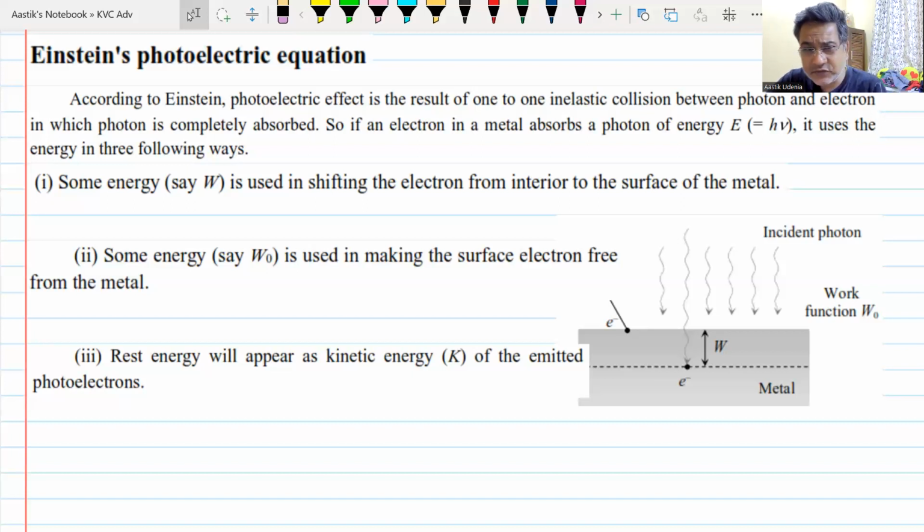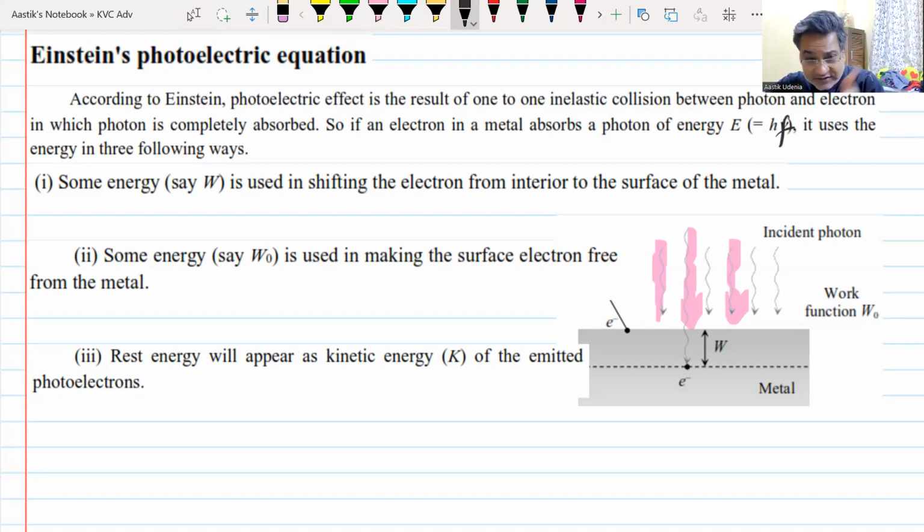What happens when a photon falls on a metal surface? You can see the incident photons or radiations which are falling on this metal surface. Now the energy of these incident photons is E is equal to hf. This much energy the photons have.